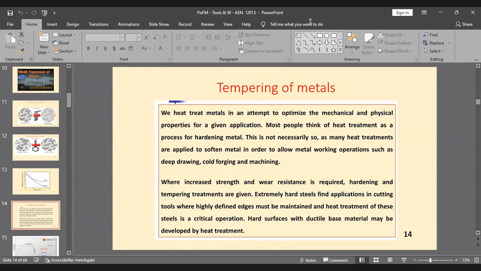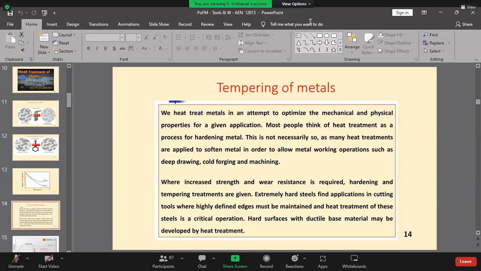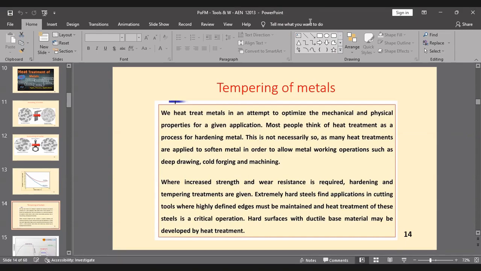So there are so many activities involved. Carbon level, temperature level, these are the basic two things, and different combinations. There are 100 or 200 different combinations that we can have, so then we can produce different types of metal. That is the thing under this tempering of metal, right?